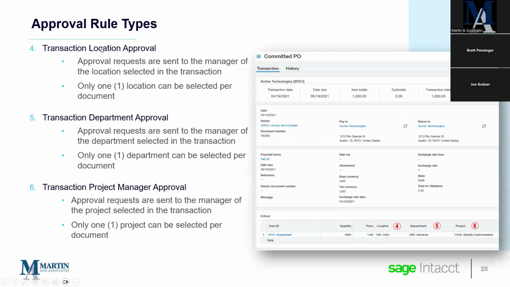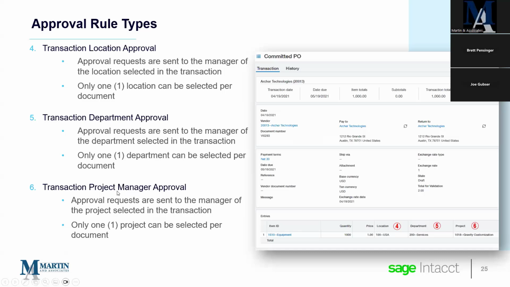You can do transaction location approval, where it looks at the location on the transaction and routes accordingly. In this case, only one location can be selected per document, so you have to have the same location on all the lines for that one to work. Transaction department approval is similar to location, but if you use this one, it'll route based on the department setup out here. And again, you can only have one department selected per document.